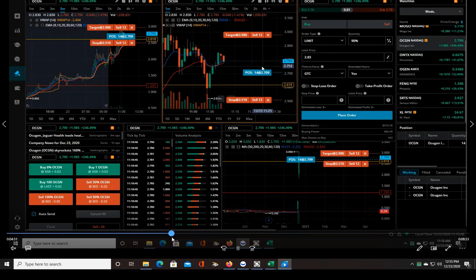So now this thing does a nice run up, and here's a pullback. So this is like now a local ABCD pattern forming. Here's your A, B, C, and it breaks through. So this is actually a really nice looking setup.